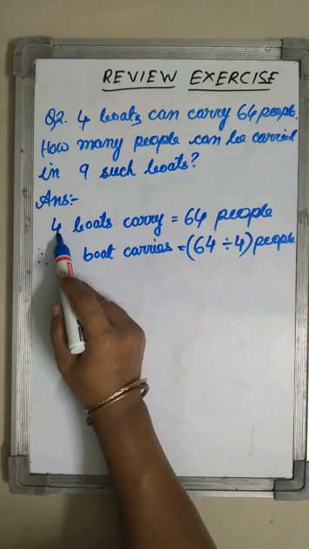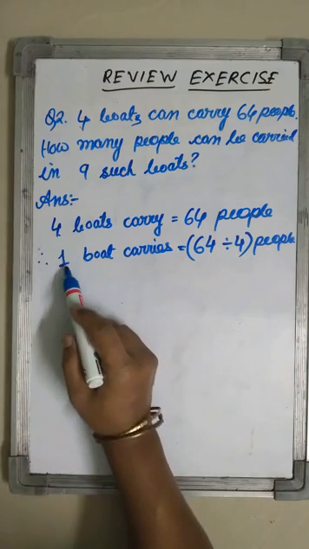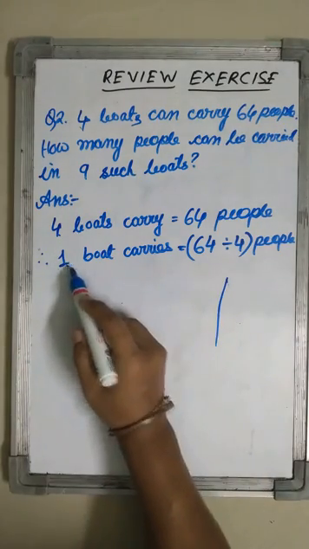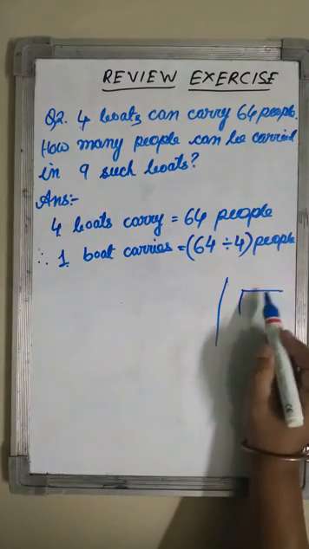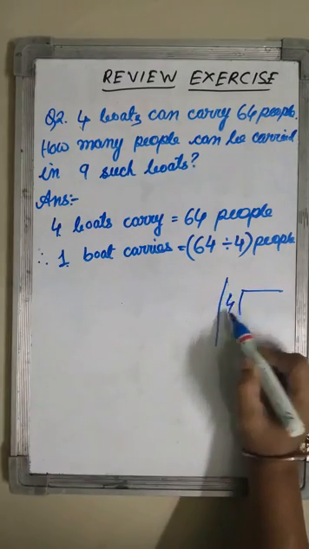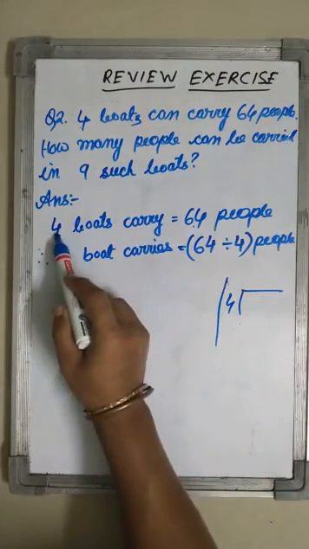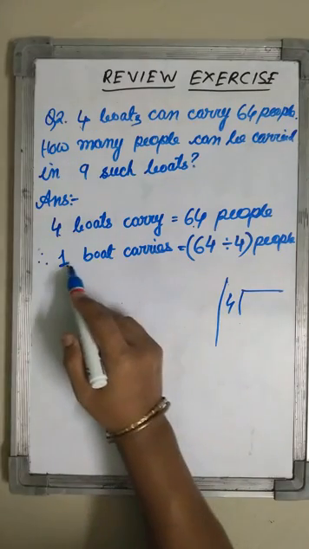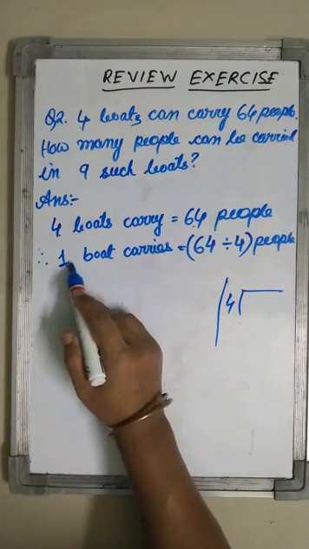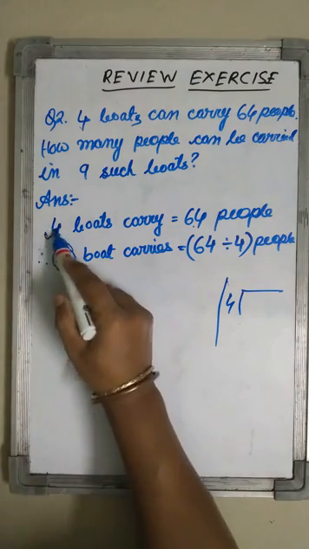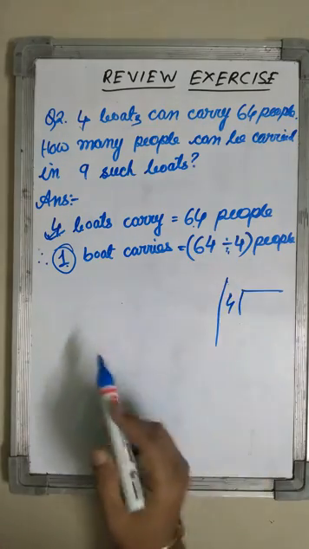Here it is a greater number, and this is a smaller number, so we have to divide this number by this number. Because we are finding the value of a smaller number than this, we have to divide. Remember this.